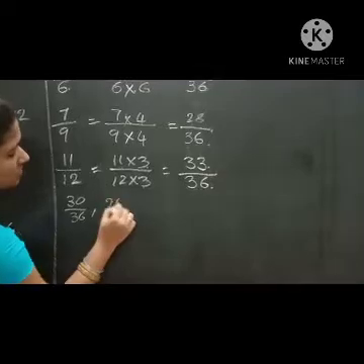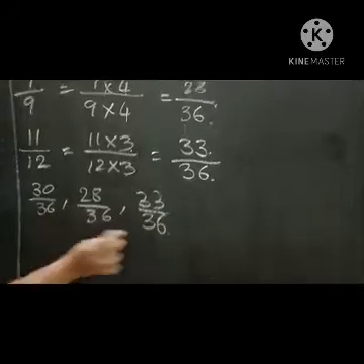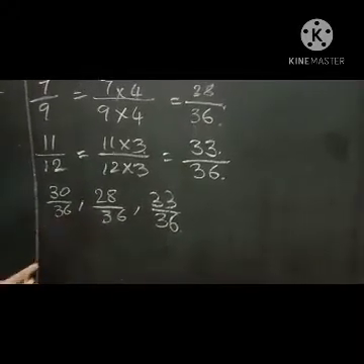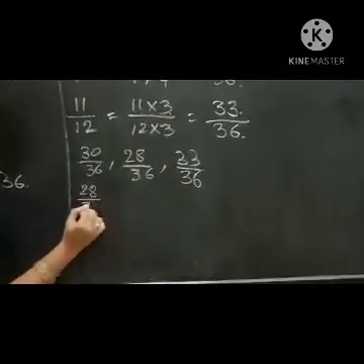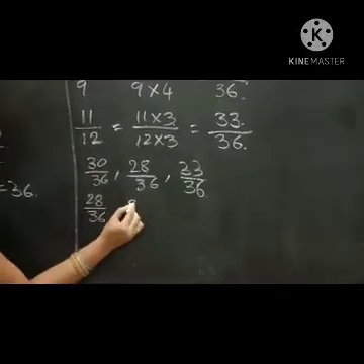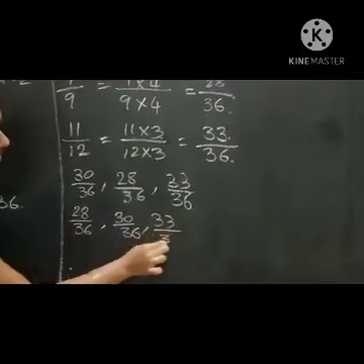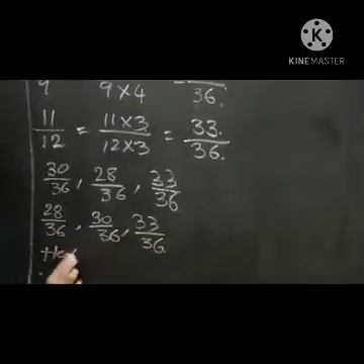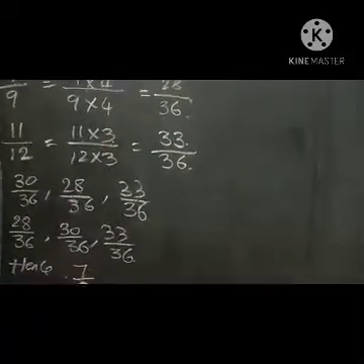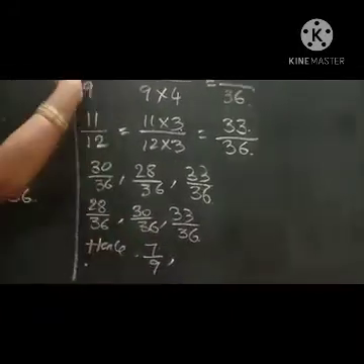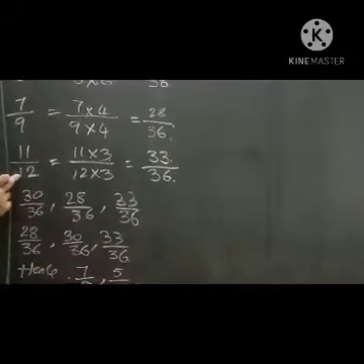30/36, 28/36, and next 33/36. These are the numbers. Among these 3 numbers, which number is the smallest to write first in ascending order? 28/36. Next one is 30/36. Next one 33/36. Hence here 28/36 comes from 7/9. Next 30/36, sorry, 5/6. Next one is 11/12.